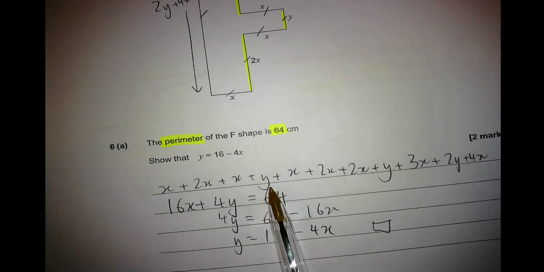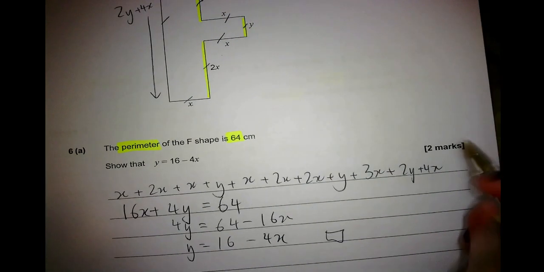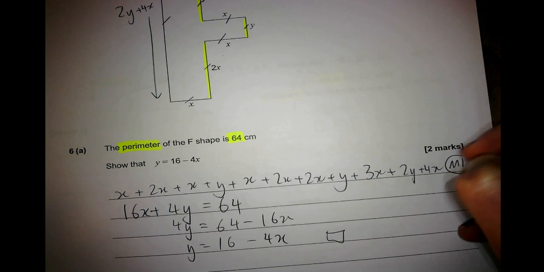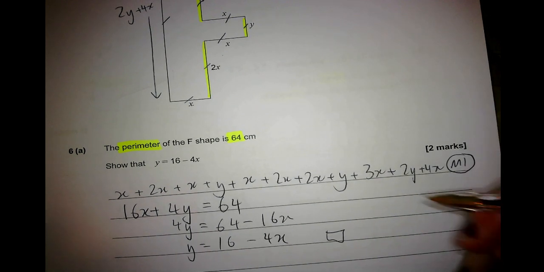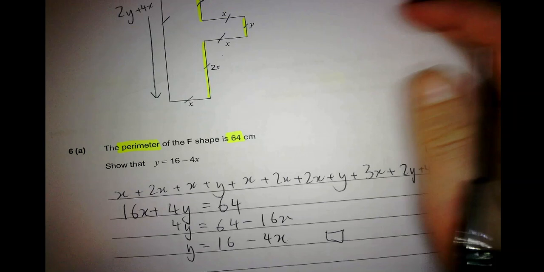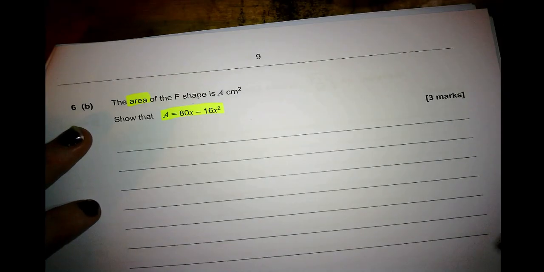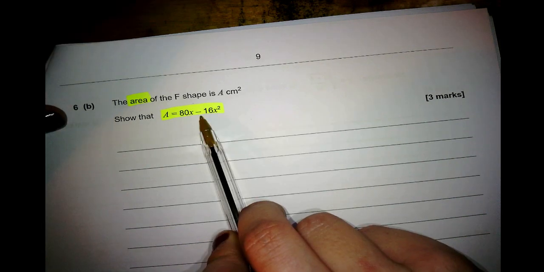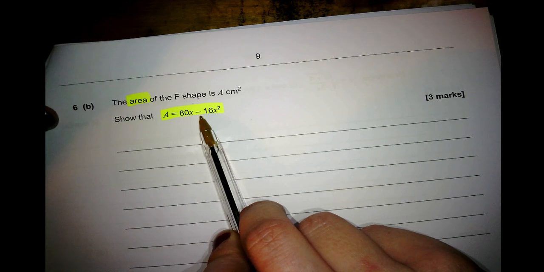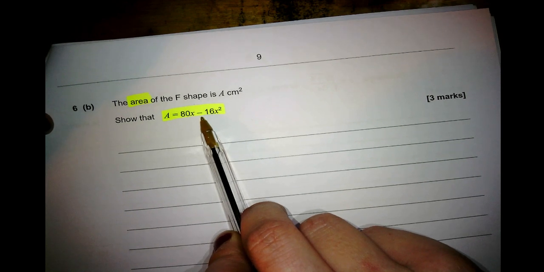You would get 1 mark for forming an expression for the perimeter, and then full marks for rearranging it to land at this. B, the area of the shape is A. Show that A is this. I can see that they've given me the area in terms of just x. So I'm going to find an expression for my area and then use my answer for part A to replace any y's with that thing in terms of x.